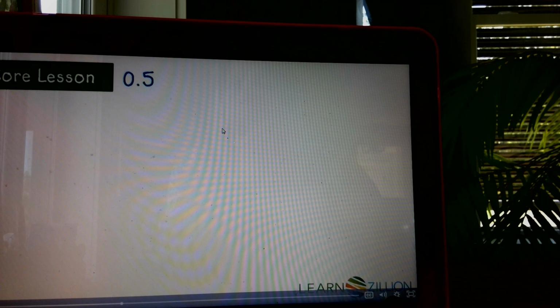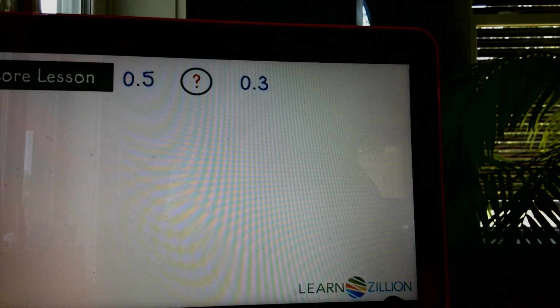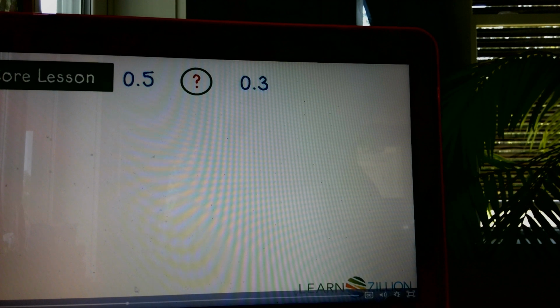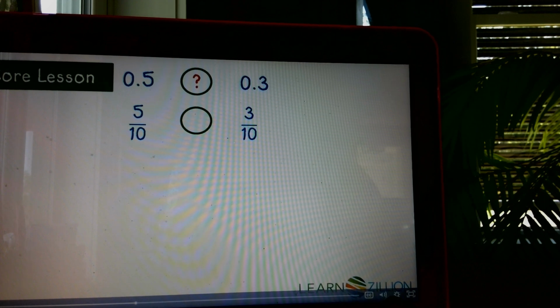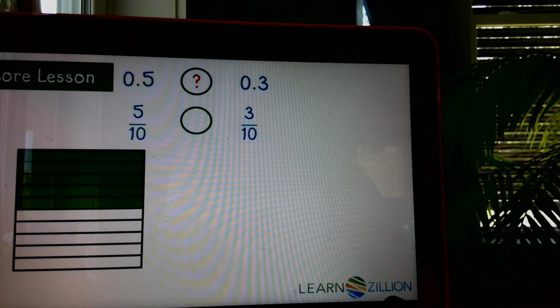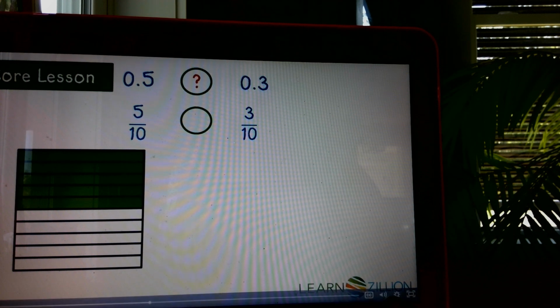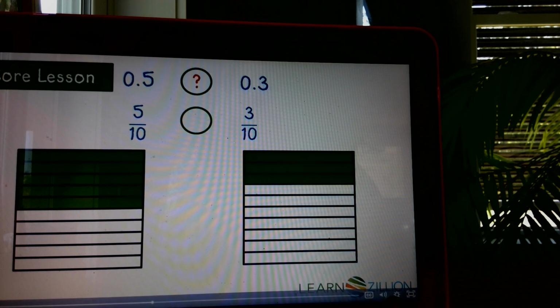Here we're comparing the decimal numbers 0.5 and 0.3. We can rewrite 0.5 as the fraction 5/10 and 0.3 as the fraction 3/10. Let's use fraction models to help us compare. Our denominator is 10, which means we'll have 10 parts. Our numerator is 5, so we'll shade in 5 parts to represent 5/10. On the right side, we'll shade in 3 parts to represent 3/10. Looking at our pictures, we can see that 5/10 is greater than 3/10.